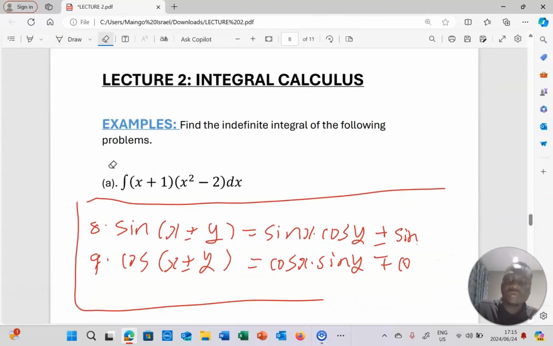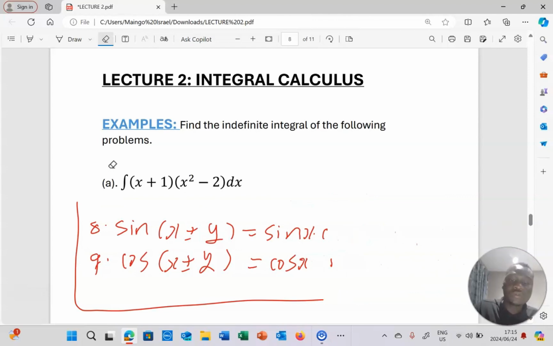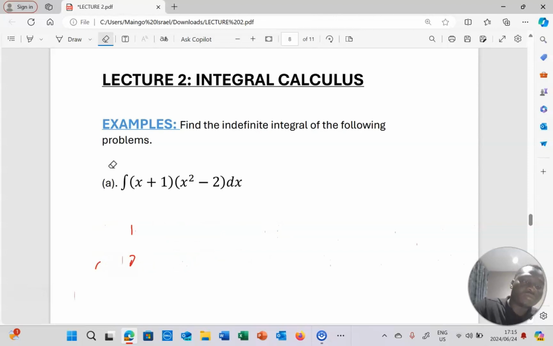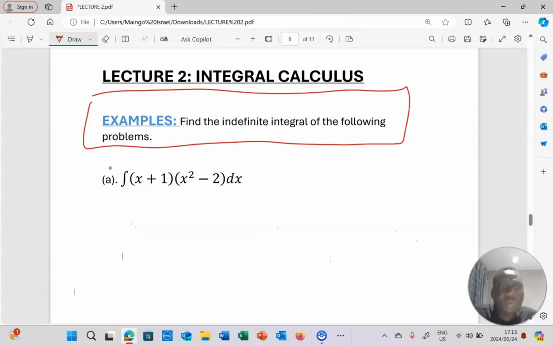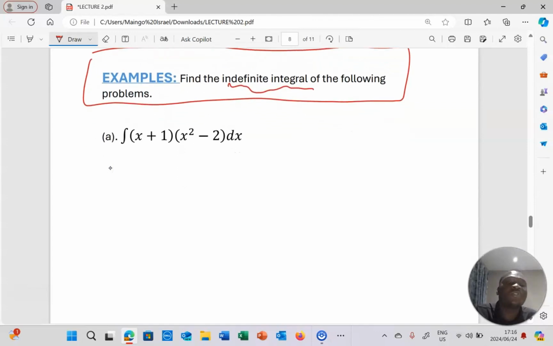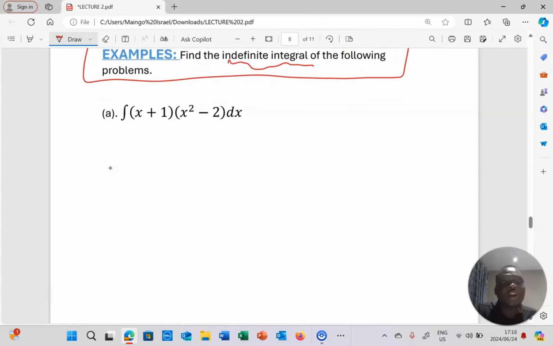To apply those formulas and those rules, let's go to examples. Let me erase this part. So now we can go to examples. It says find the indefinite integrals of the following problems. So we have the integral of (x plus 1) times (x squared minus 2) dx. So how do we go about this one?